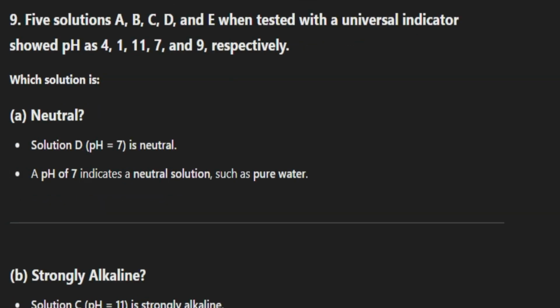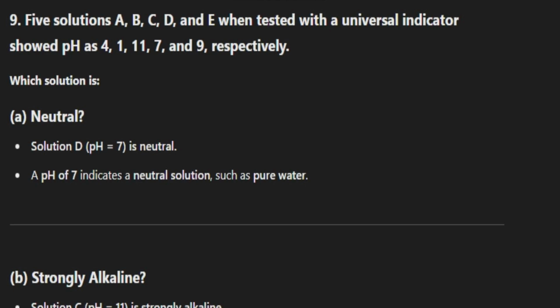9. Five solutions A, B, C, D, and E when tested with a universal indicator showed pH as 4, 1, 11, 7, and 9 respectively. Which solution is neutral? Solution D, pH equals 7, is neutral. A pH of 7 indicates a neutral solution, such as pure water.